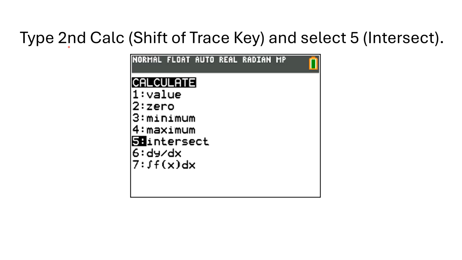Next, we're going to type second calc, that's the shift of the trace key, and select number 5, the intersection. This is the screen you will see, second calc, and you're going to select number 5 right here.